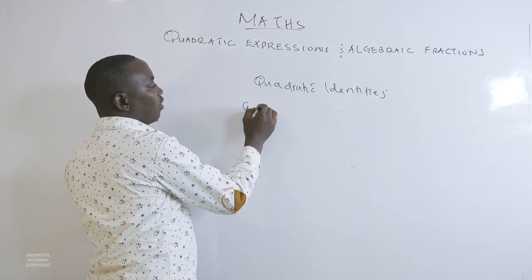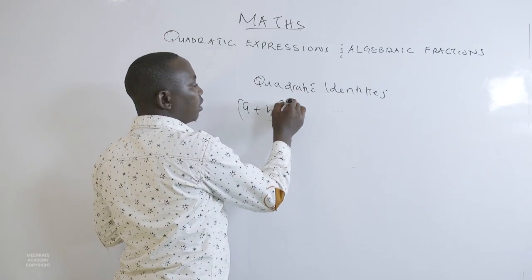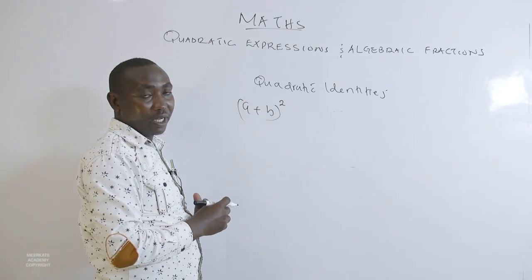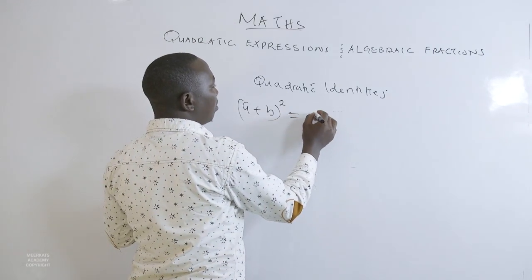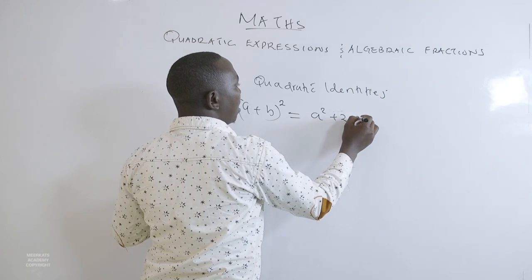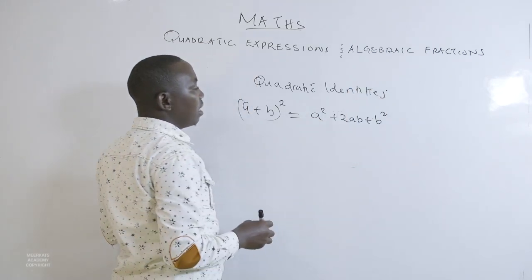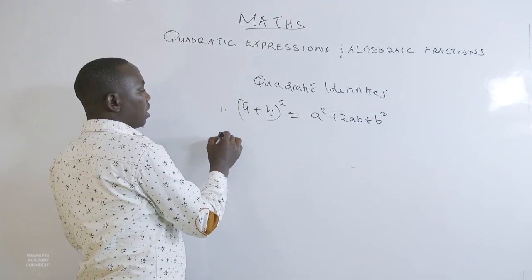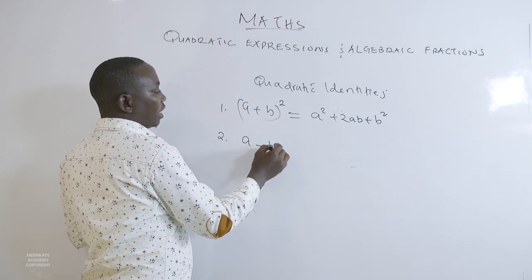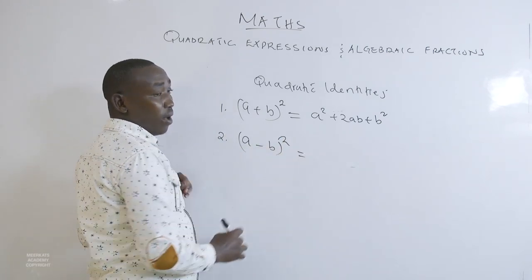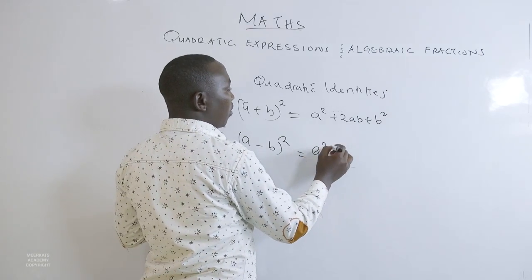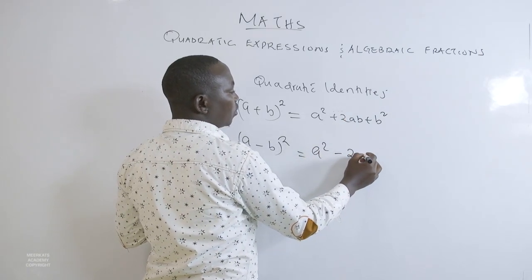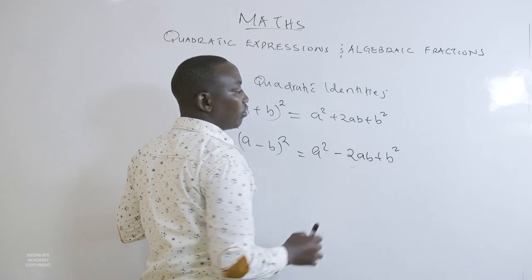The first one, if you have a plus b squared, which is a perfect square, this will end up giving you a squared plus 2ab plus b squared. Number two, if we have a minus b squared, then this will give us a squared, the sign changes to be minus 2ab plus b squared.